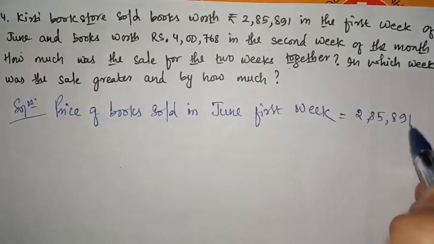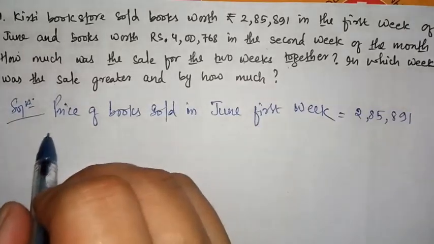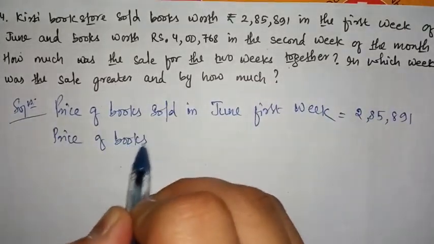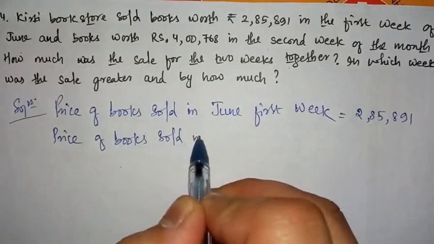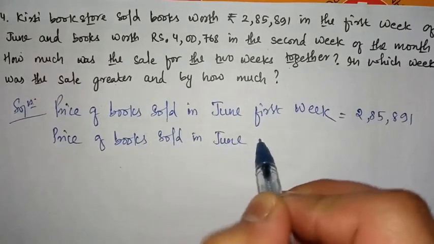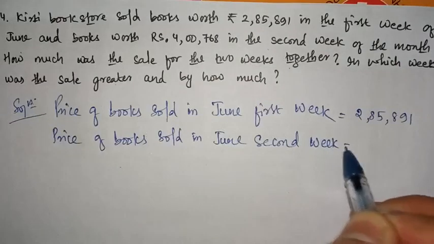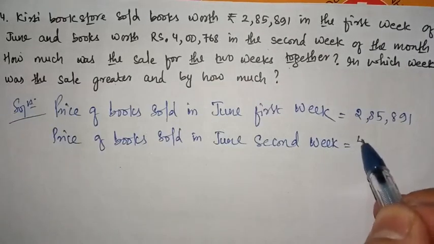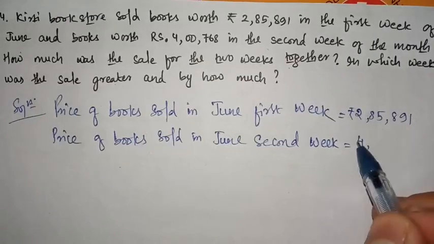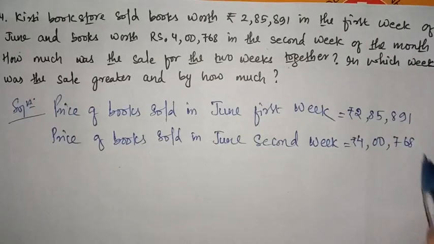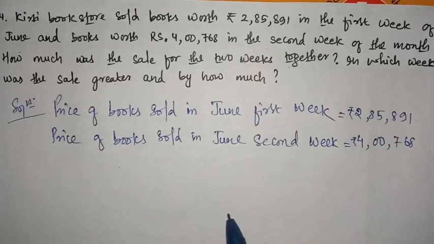2,85,891. Okay, so similarly, the price of books sold in the second week of June: in the second week, the amount they earned was 4,07,768 rupees. So what do you have to find? How much was the sale for 2 weeks? First of all, this is the first question.